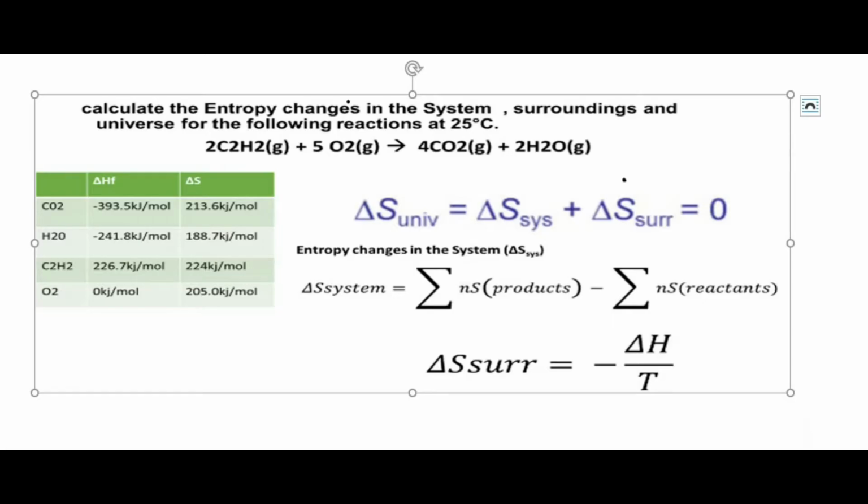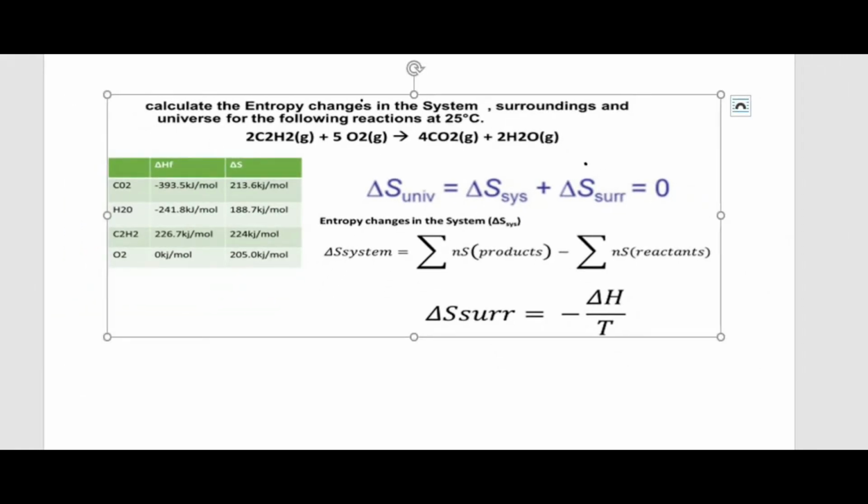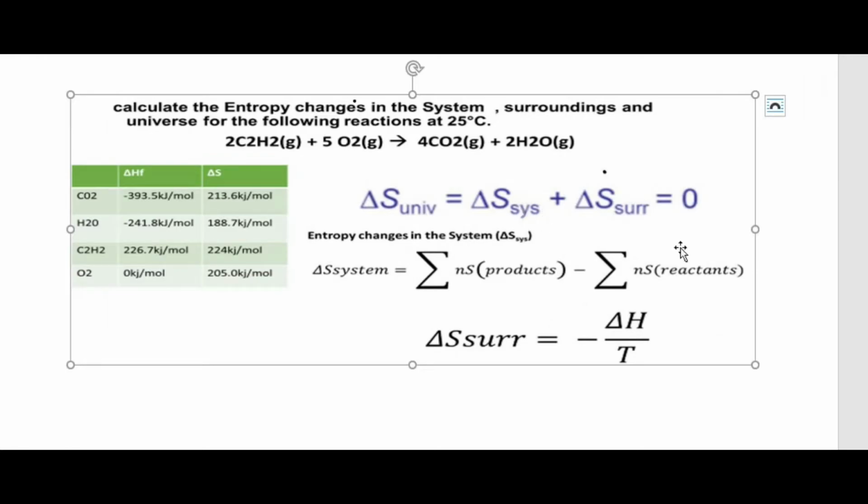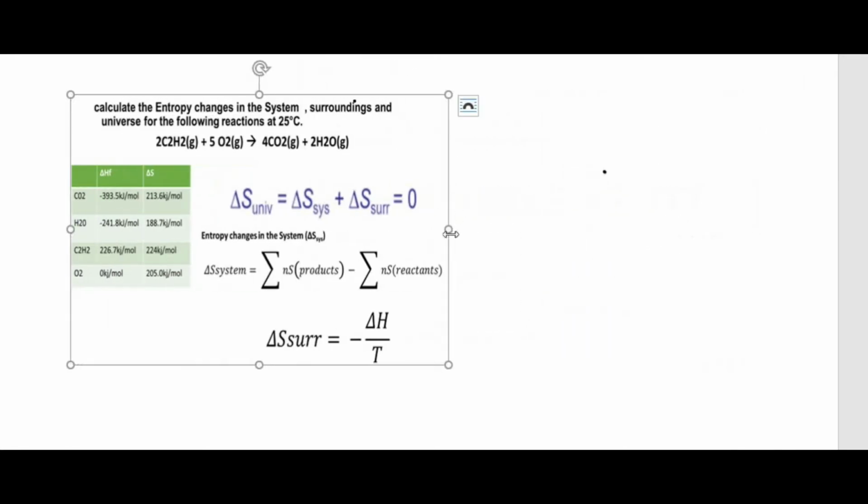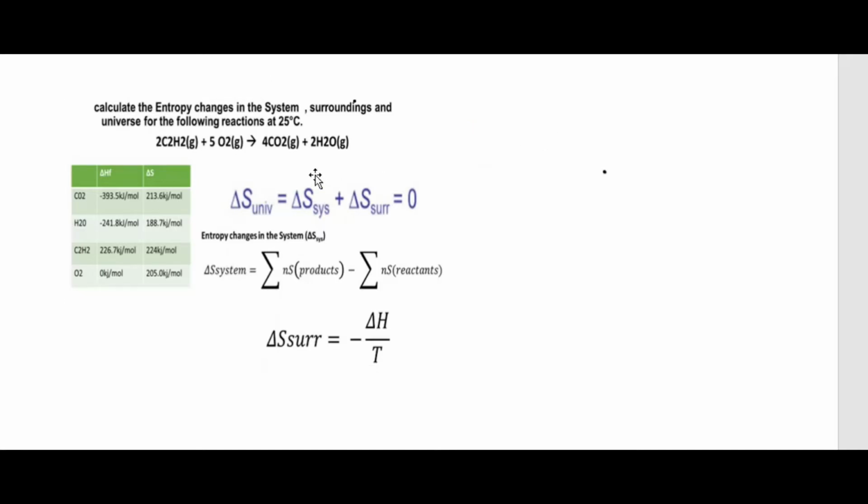So let's try to solve this. We have the values here, and we're going to use the entropy values in order to get the S system. First, let's set up the equation. Which one is the product, this one or this one? If your answer is this, then you're correct. Now let's set up the equation. Here we go.